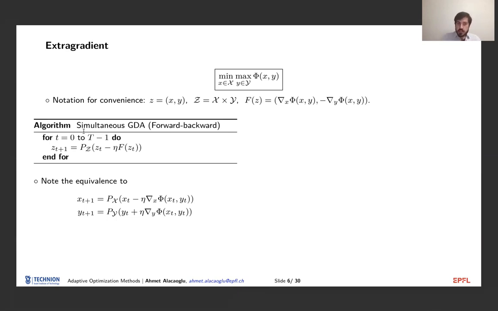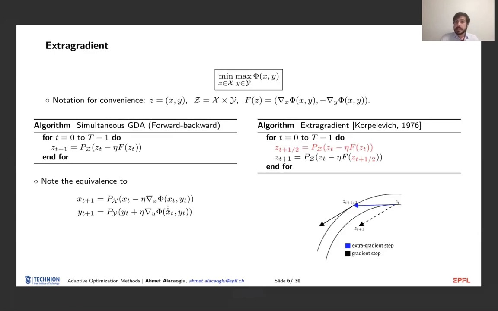So with the notation at hand, we can now write simultaneous GDA in almost the same way as projected gradient descent. F here serves as the gradient, which includes primal and dual gradients stacked together. We do the gradient-like update, then we do the projection. And of course, we can plug in these definitions to see that this update does the same thing that we wrote in the previous slide, which showed the explicit updates for primal and dual.